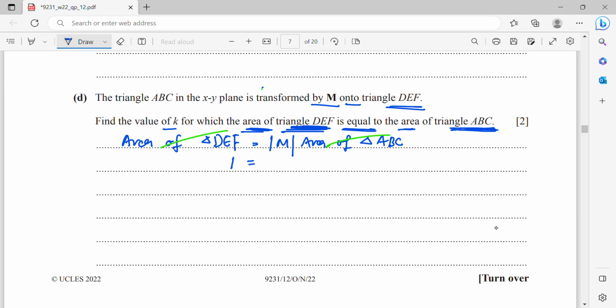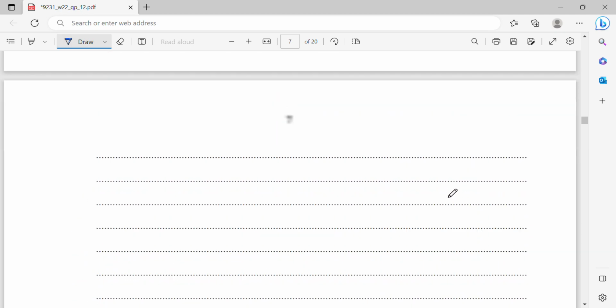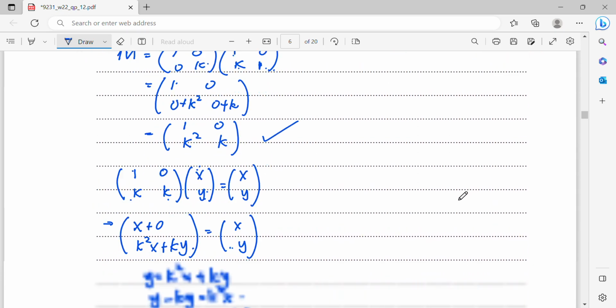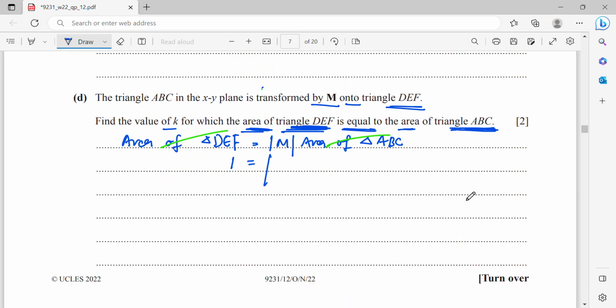So the determinant of M refers to the matrix M, [1 0; k squared k]. So 1 equals the determinant, which is 1 times k plus 0 times k squared. So obviously k equals 1. Okay, so that's question 3 done.